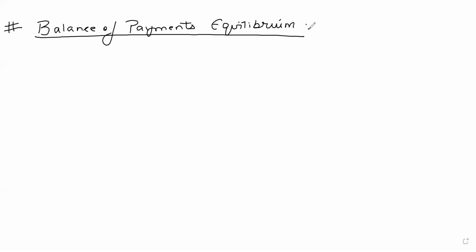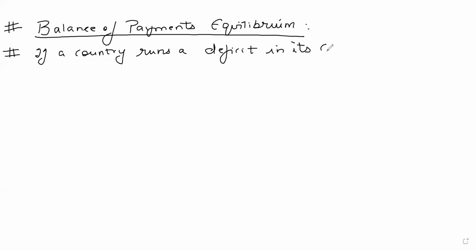So I can say that if a country runs a deficit in its current account, what does that mean, guys? If an economy is running a deficit in the current account, it means the payments which we have to make to the foreigners for goods and services are more than the payments which the foreigners have to make to us for those goods and services.